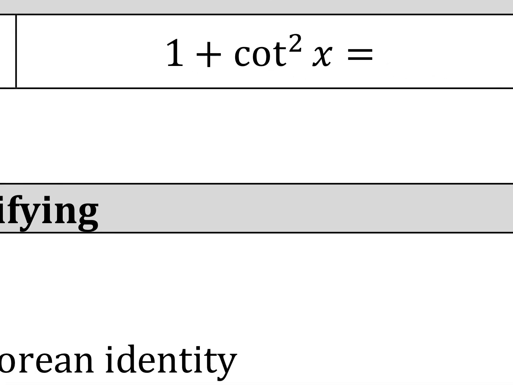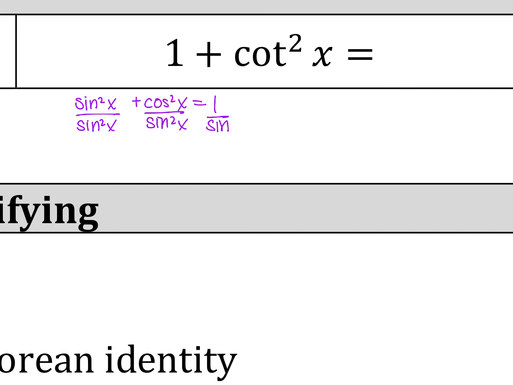See how you can come up with, using the fact that we're going to start with sine squared x plus cosine squared x equals 1, and come up with 1 plus what cotangent squared x is. What did we get? What did we divide by on this one? If we're trying to get cotangent squared, I need to divide everything by sine squared x.